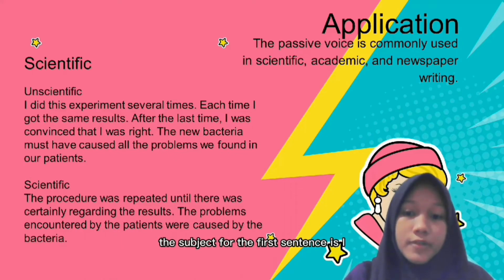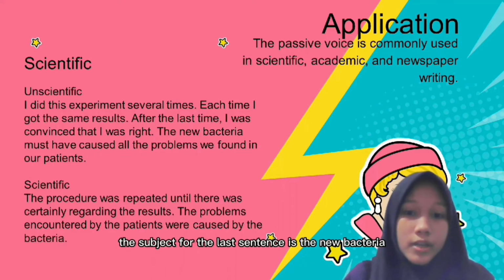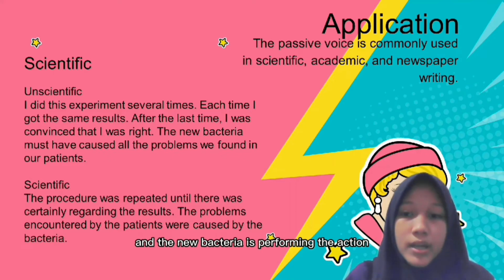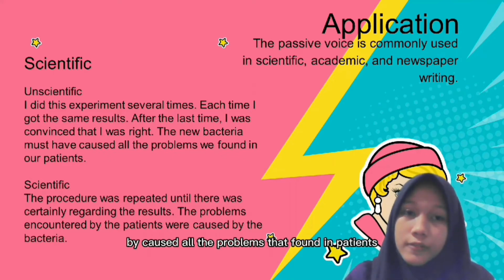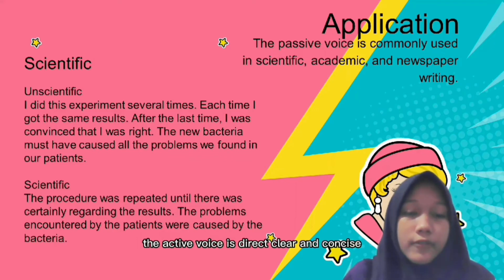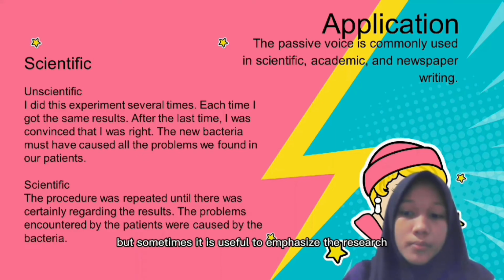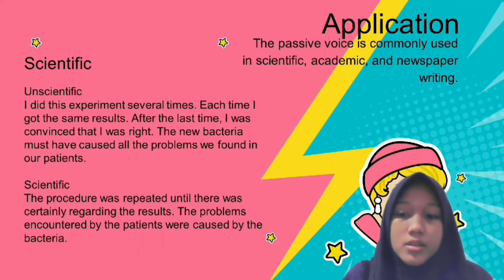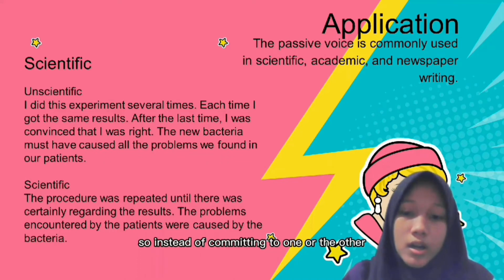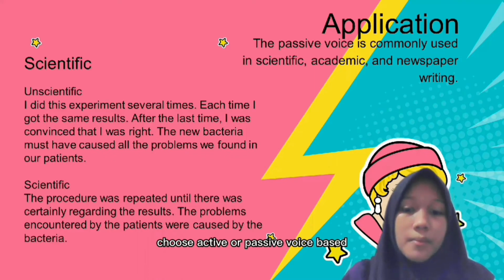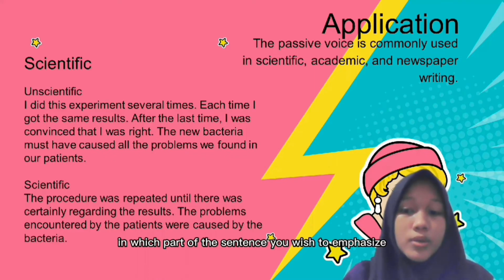The subject for the first sentence is I, and I is performing the action: did this experiment several times. The subject for the last sentence is the new bacteria, and the new bacteria is performing the action: caused all the problems that we found in patients. The active voice is direct, clear, and concise. The passive voice is indirect, but sometimes it is useful to emphasize the research instead of the researcher. So instead of committing to one or the other, the choice of active or passive voice should rest on which part of the sentence you wish to emphasize.